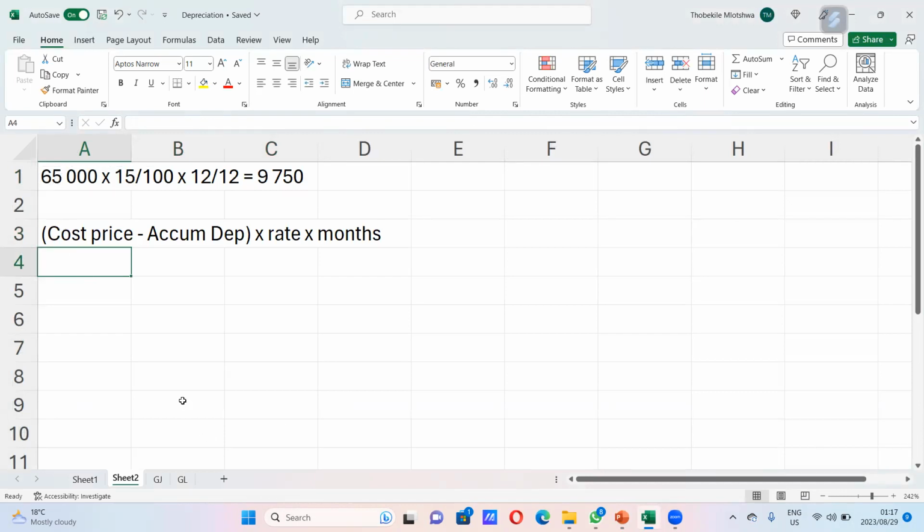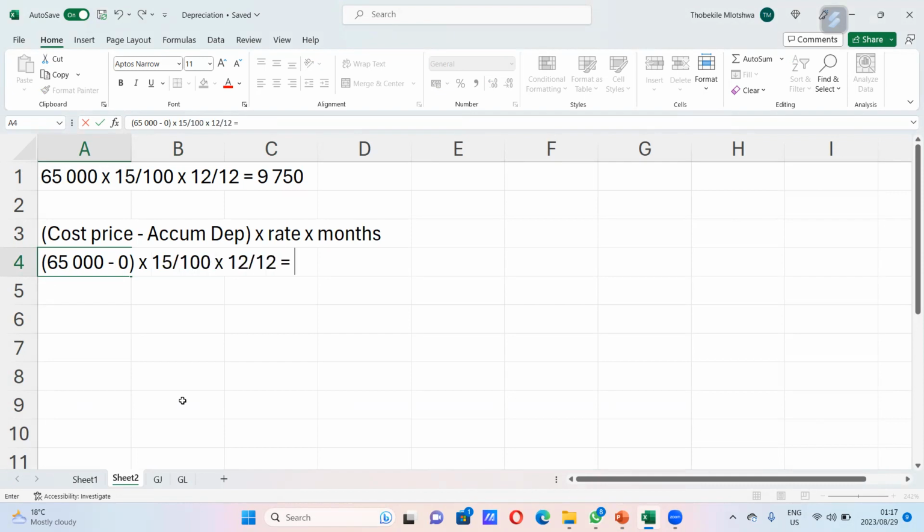In the first year, it's simple. There is no accumulated depreciation because we just started. So it will be 65,000 minus 0, because there is no accumulated yet, times 15 over 100 times 12 over 12, which gives us the same amount, 9,750. So the depreciation for year one is the same.